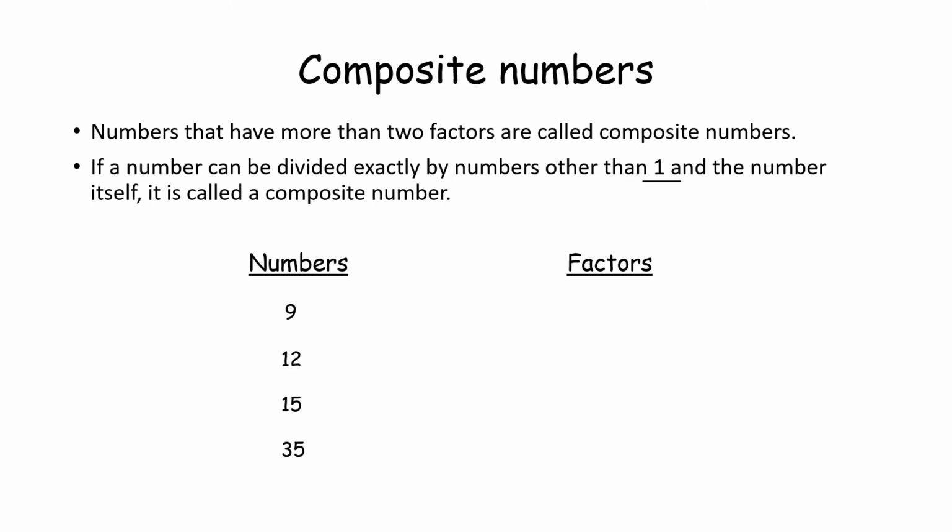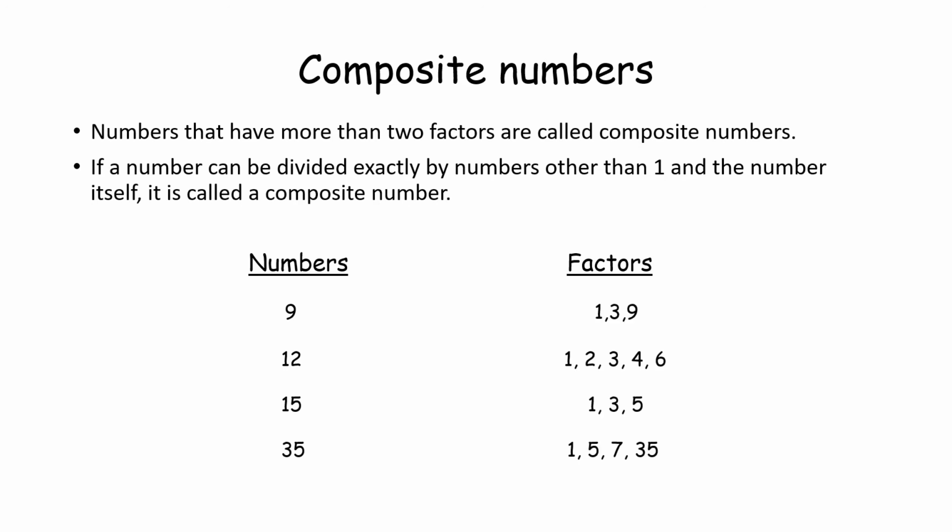1, 3 and 9. For 12, 1, because 1 is a factor of each number, then 2 can divide 12, 3, 4, 6. For 15, 1, 3 and 5. And for 35, 1, 5, 7 and 35.